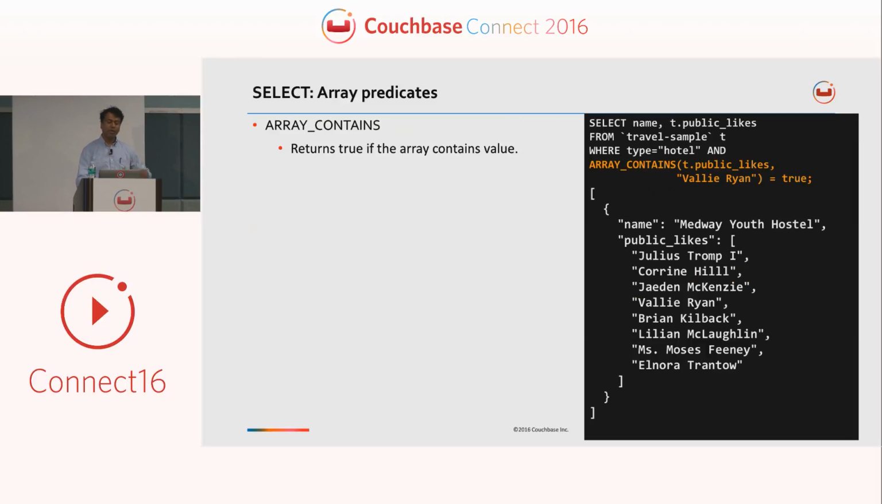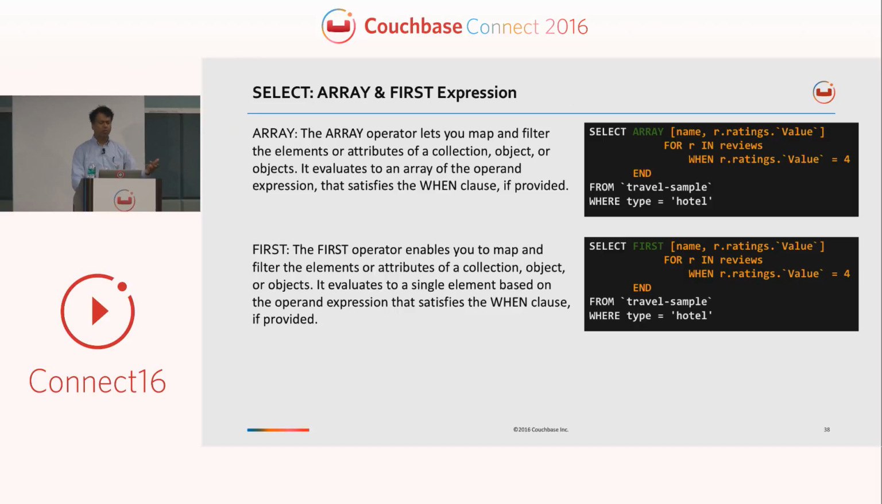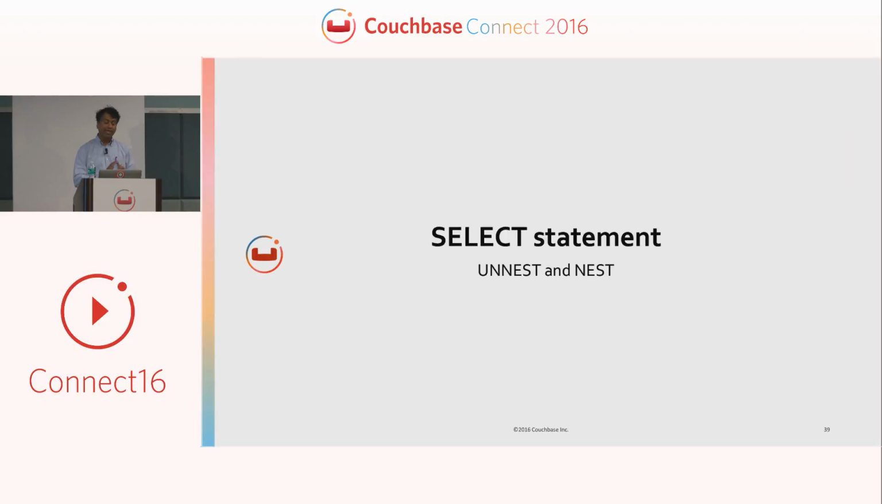Array contents is a short form for a simple any predicate, so I won't go too much into detail about it. We talked about the array and expressions earlier, so I won't go into the detail now. So nest and unnest.